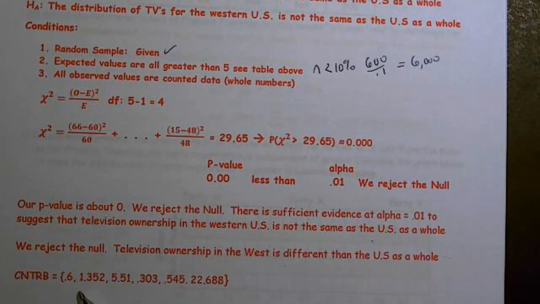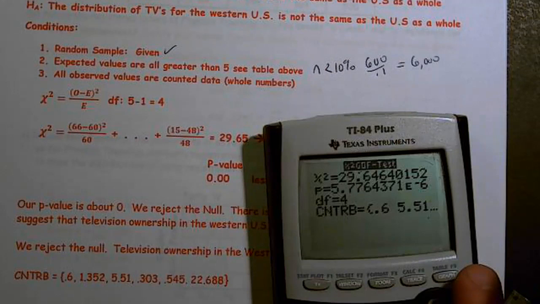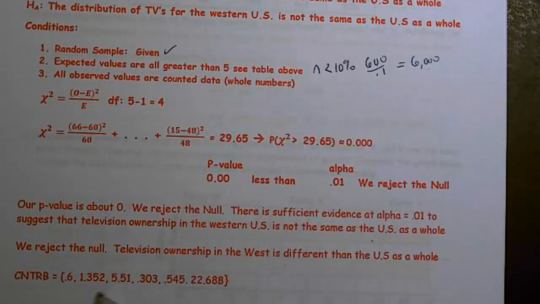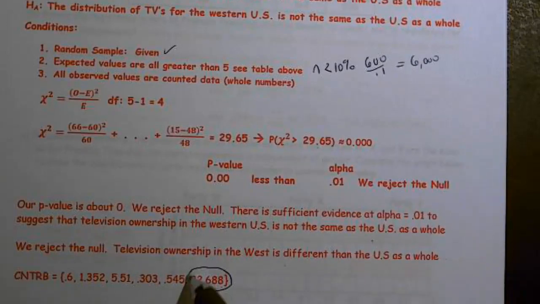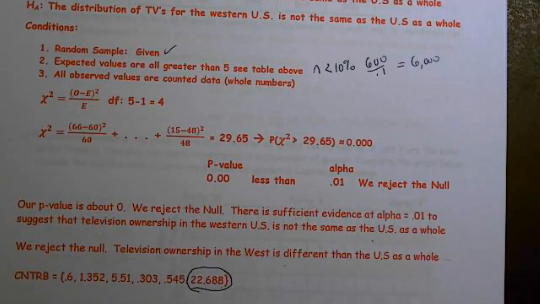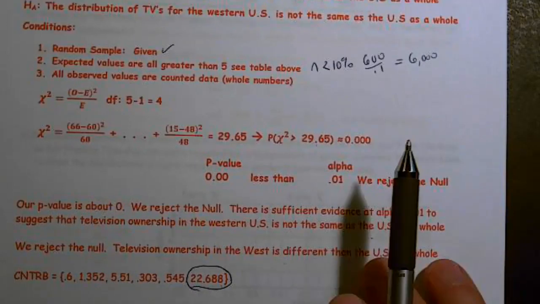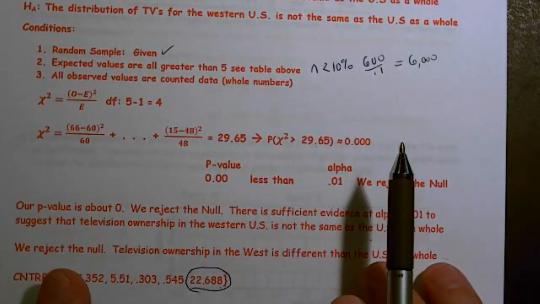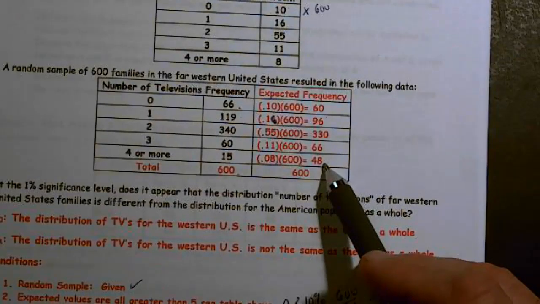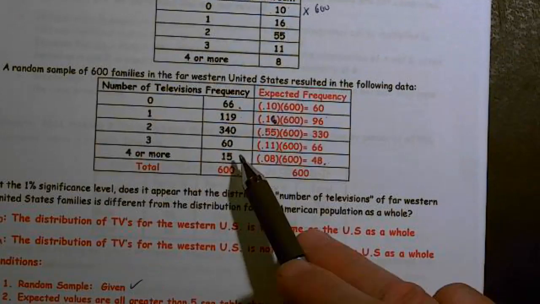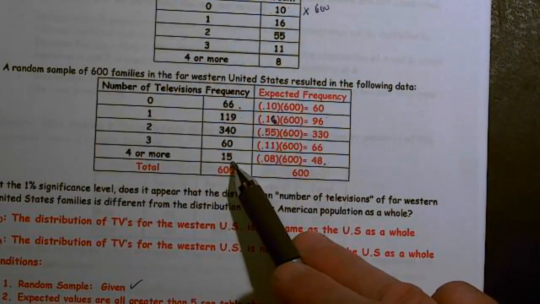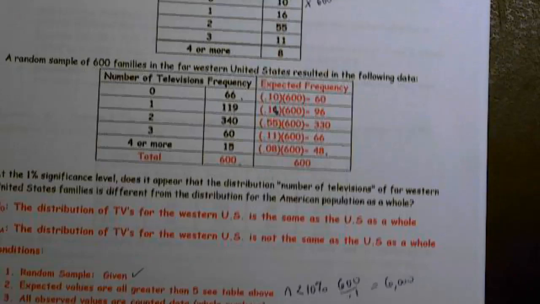Our contributions listed at the bottom of our calculator, when we sum them up, will sum up to the 29.65. When we look at this, we can see that 22.688 contributes the most. We expected there to be 48, when in fact there were only 15.